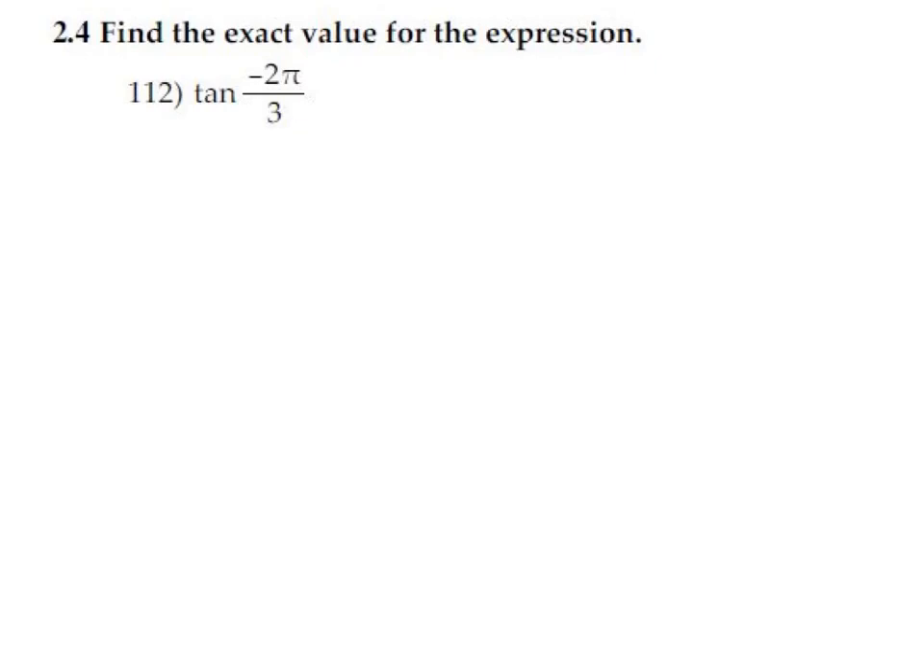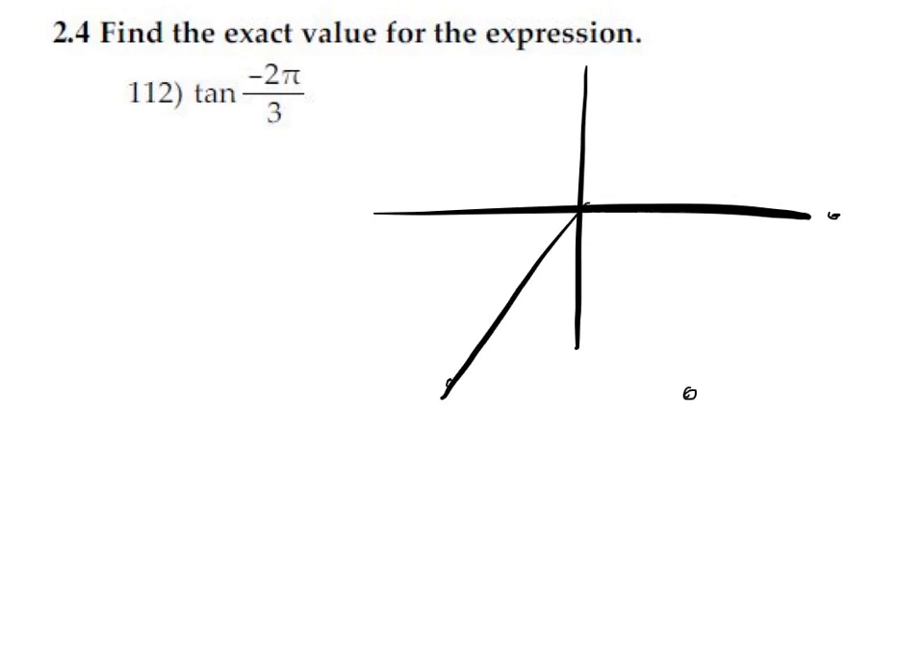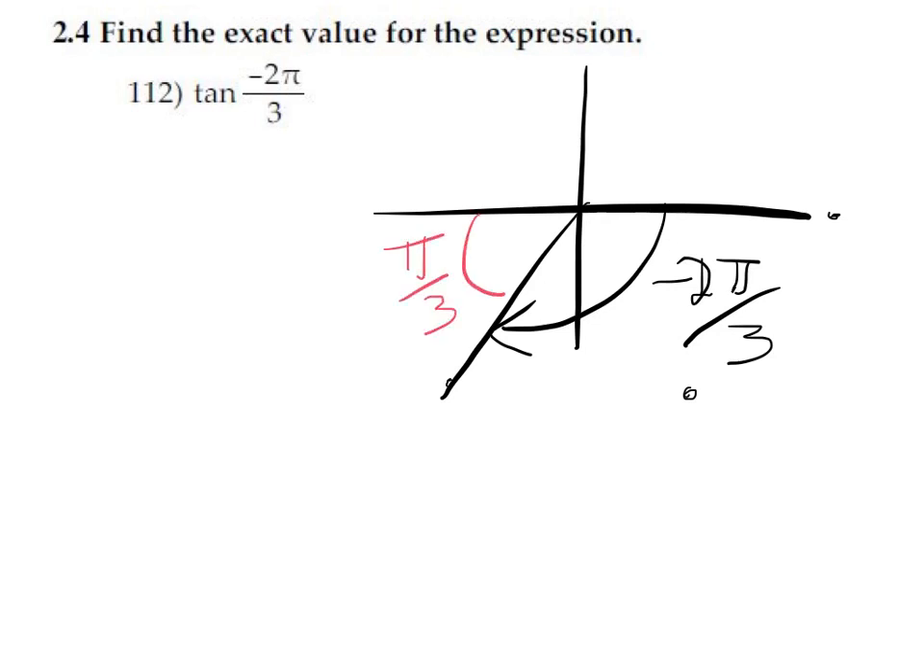Find the exact value for the expression tangent of negative 2 pi thirds. Starting off with, where is negative 2 pi thirds? Pi thirds, negative 1, 2. That is negative 2 pi thirds, giving us a reference angle of pi thirds and a quadrant 3.